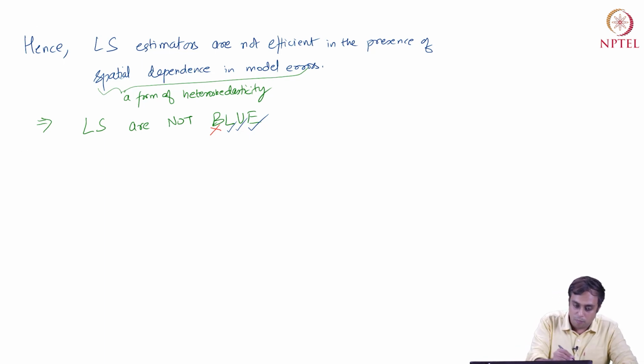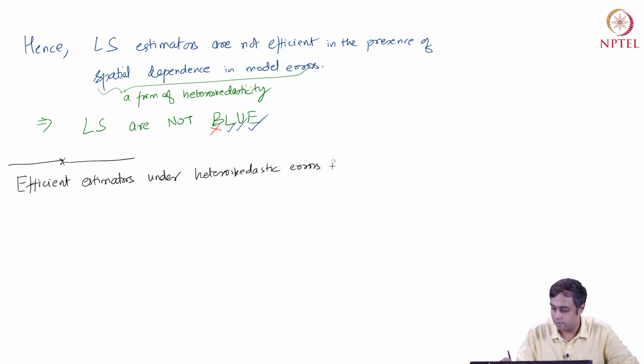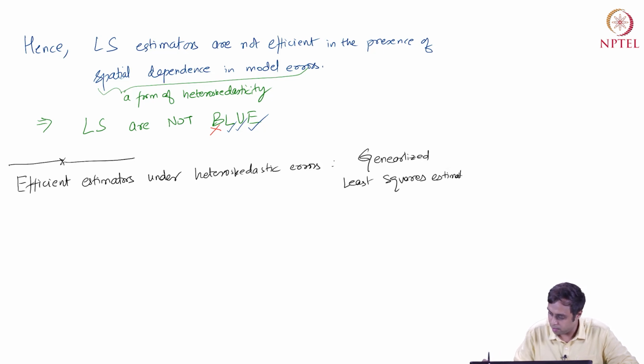Now, what I'm going to do next is state that the efficient estimators under heteroscedastic errors in general are called the generalized least squares estimators, or better known as the GLS estimators.